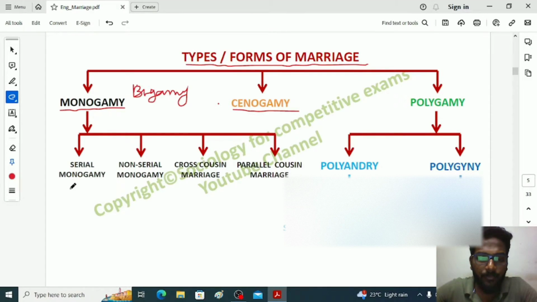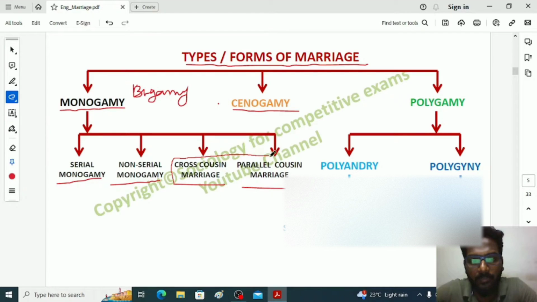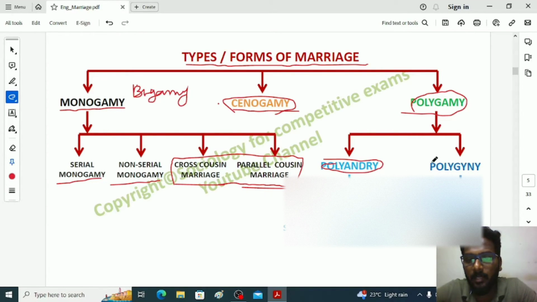Now we'll see four different forms of monogamy: serial monogamy, non-serial monogamy, cross-cousin marriage, and parallel cousin marriage. These two forms of marriage also come under the rules of marriage that we will discuss in the last slide. The next form of marriage is cenogamy. Third is polygamy. It has two different forms: polyandry and polygyny.